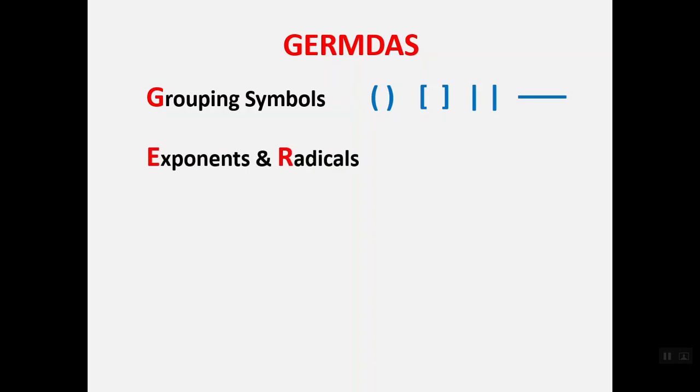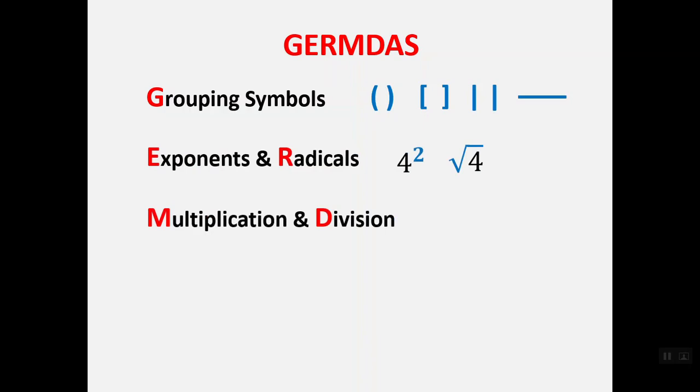Next comes both the E and the R. That stands for exponents and radicals. Exponents are things like squaring, to the 2nd power, or 3rd power, or 4th power, and radicals include square roots, and once you get into other classes, cube roots and 4th roots, things like that.